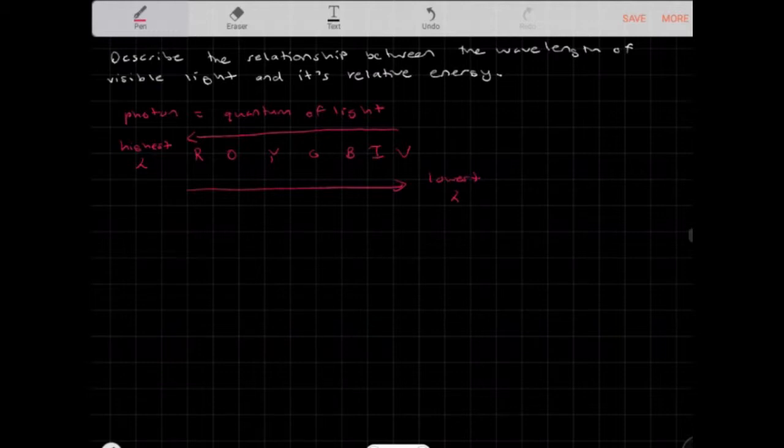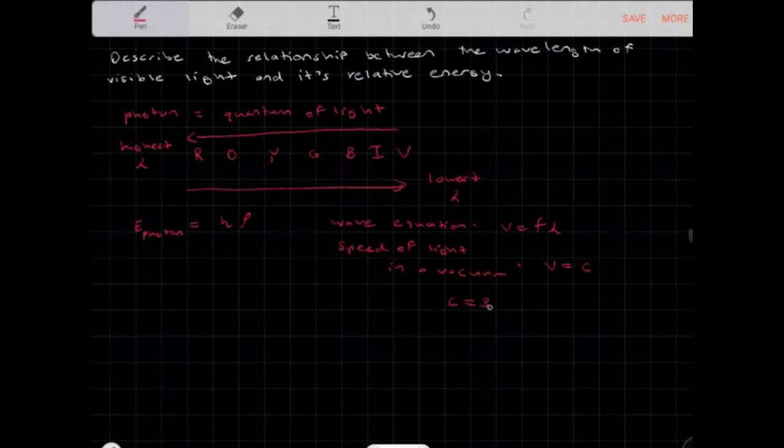Now, according to some of the equations that we looked at, specifically Planck's equation, the energy of a photon is equal to Planck's constant times the frequency. And we know that light is a transverse wave, so we can use the wave equation, and we stated that the wave equation was v equals f lambda, right? And we know that the speed of light in a vacuum is equal to c, and c is equal to 3.0 times 10 to the power 8 meters per second.